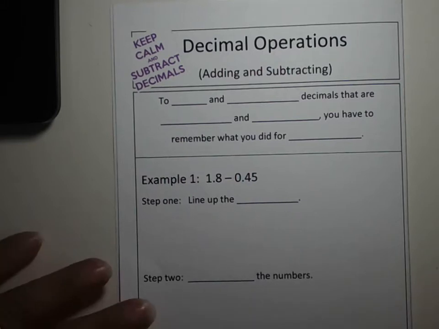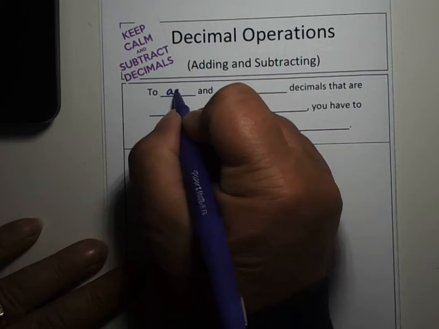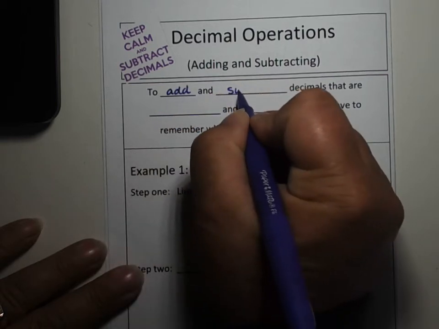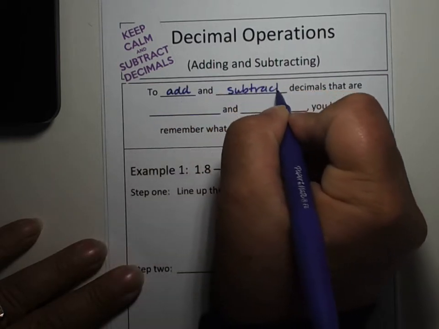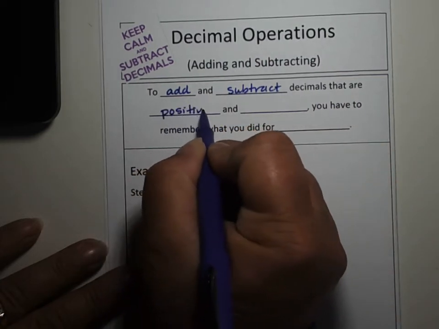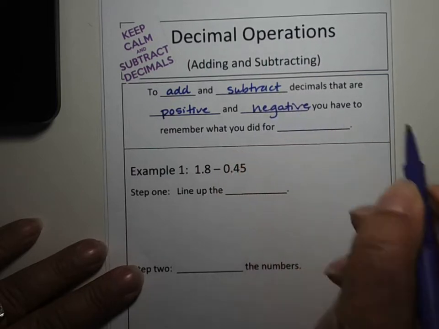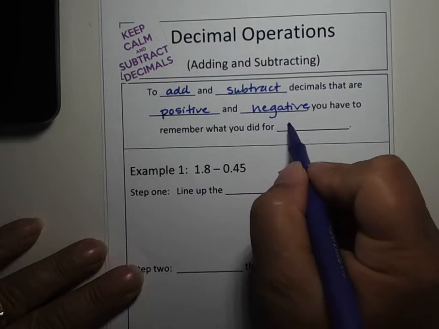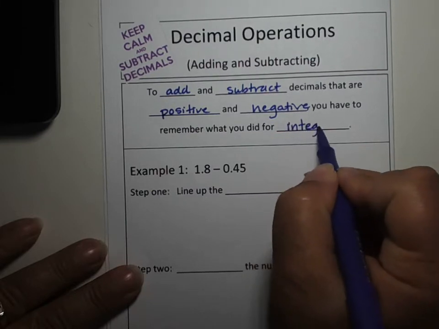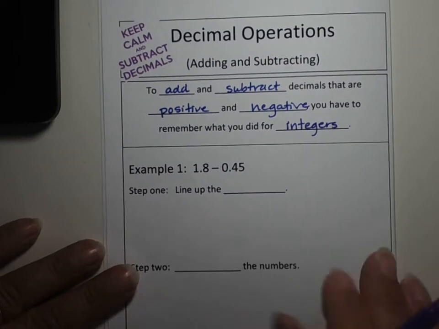Hi there. Today we are going to add and subtract decimals, but we are going to do positives and negatives. So if we need to add and subtract decimals that are positive as well as negative, remember what you did for integers, okay? If you don't remember this, go back and watch the add and subtract integers videos.